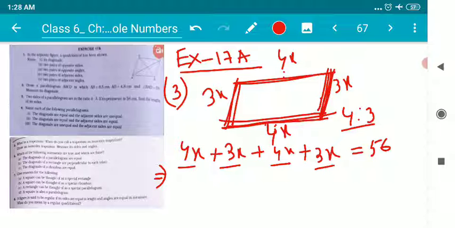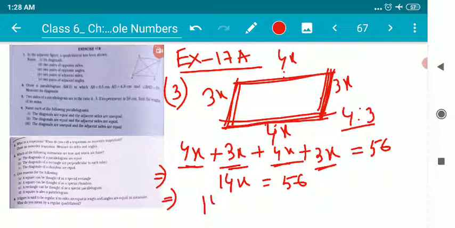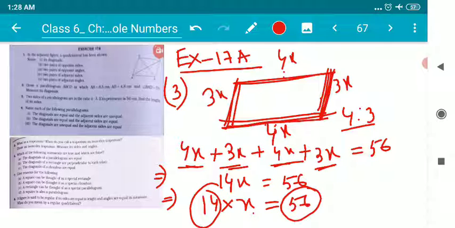So we can add up this x. 4 plus 3 is 7, 4 plus 3 is 7, 7 plus 7 is 14. 14x is equal to 56. Now children, a general question to be understood: 14x means 14 into x equal to 56. So if I ask you, what should be the product of 14 so that we get 56? The simple answer is 4. The value of x is 4 because 4 into 14 results in 56.